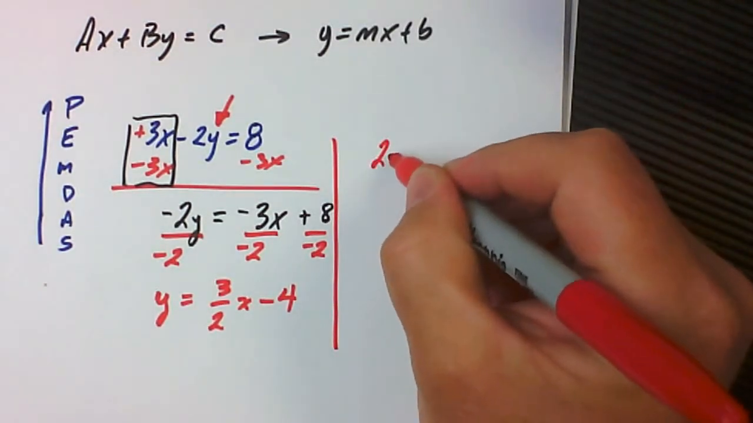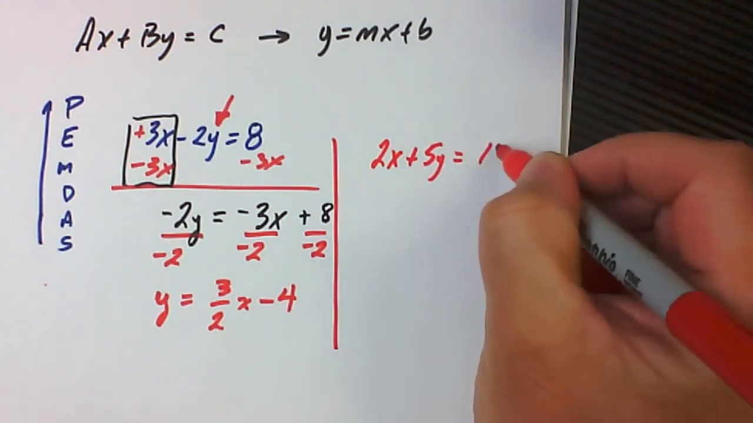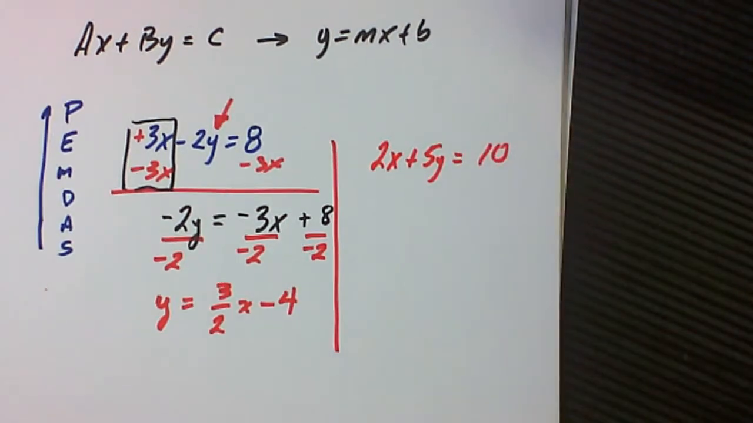Just for a little practice, why don't you try this one right here. Let's do 2x plus 5y equals 10. Go ahead and pause the video, try it, and then I'll go ahead and solve it for you. Go ahead and pause it now. Alright.